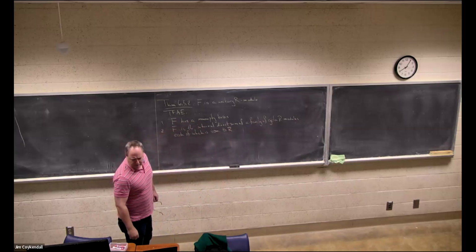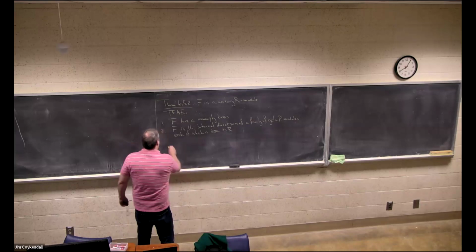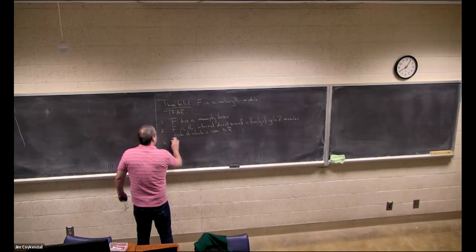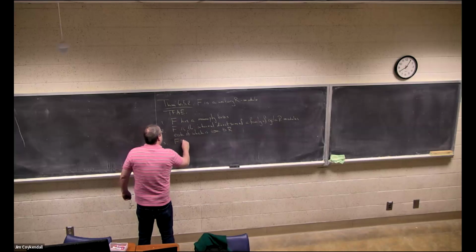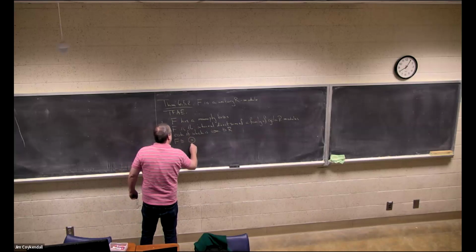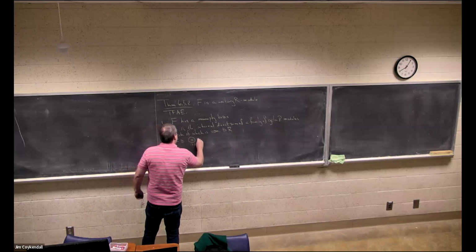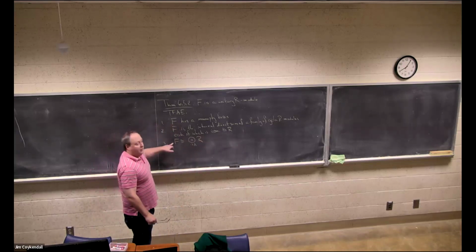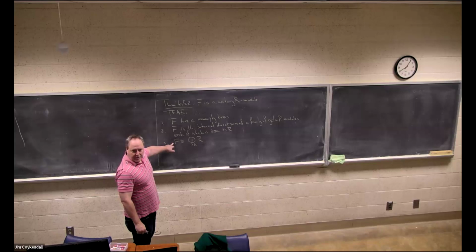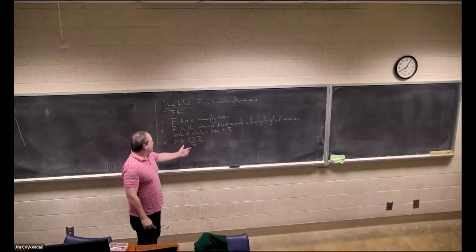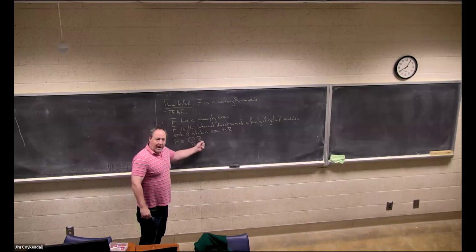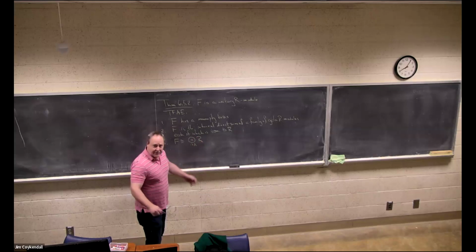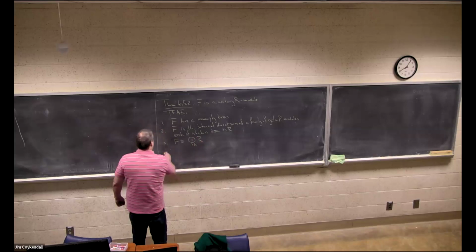Three, F is isomorphic to an external direct sum of copies of R. But actually, this is one of my favorites because this means that all you have to do to understand a free module is know how many copies of R you need, and that's it, which is kind of cool.